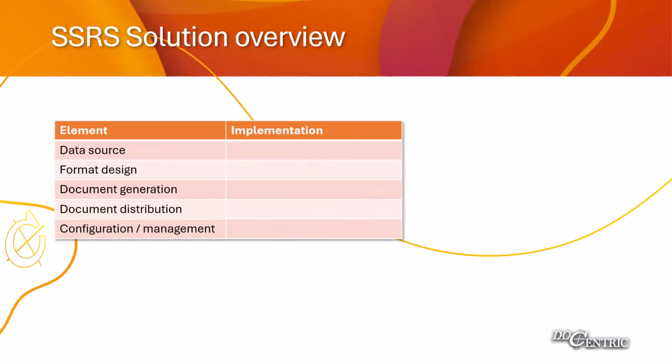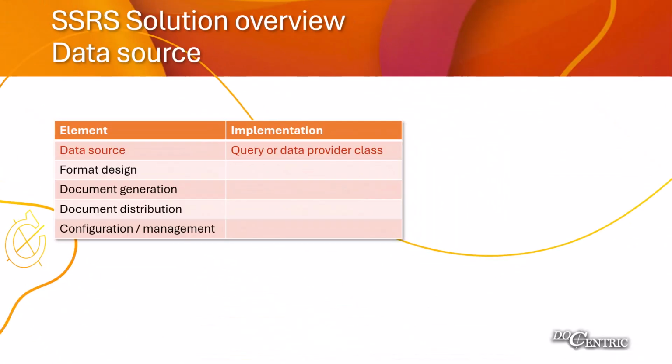The 5 common reporting elements are presented here: data source, format design, document generation, document distribution, and finally the management of all these elements. Data source in SSRS can be one of 3 different types, but the vast majority of reports have one of these 2 types. Query means that the developer creates and maintains an AOT query, which produces the report data source in the form of the query result set.